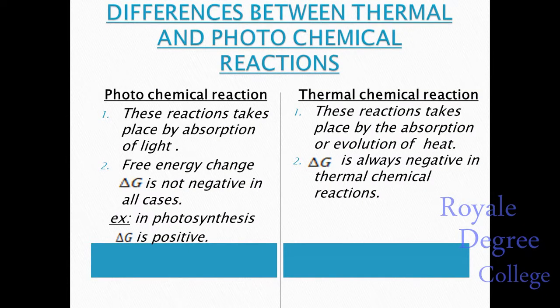Now we will see the differences between thermal and photochemical reactions. Photochemical reactions take place by absorption of light, and thermal chemical reactions take place by the absorption or evolution of heat. In the photochemical reaction, the free energy change, delta G, is not negative in all cases. For example, in photosynthesis, the delta G value is positive. In the thermal chemical reaction, delta G is always negative.